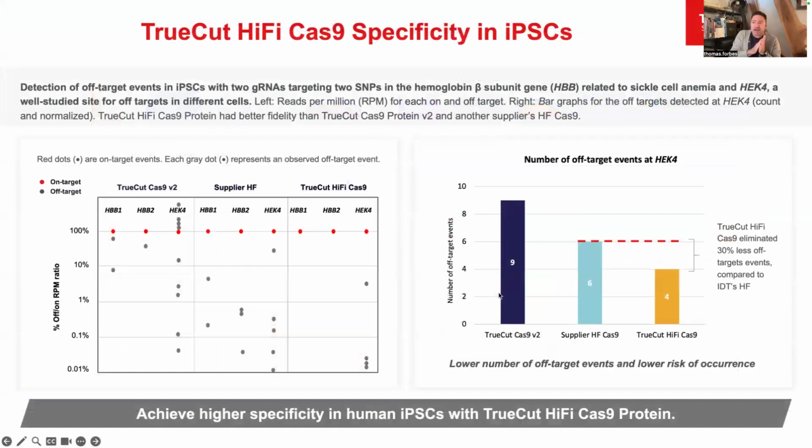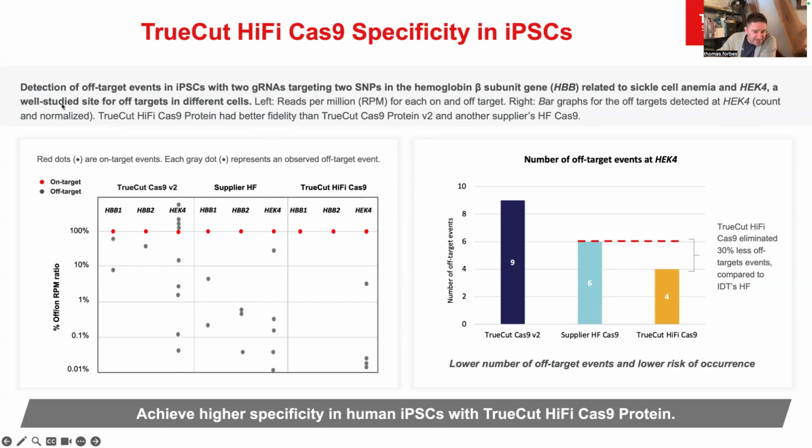Data-wise, I just want to touch on a couple of posters here that I thought were of interest. This is a recent ISSCR poster, one figure from that, where we demonstrated the high specificity of TrueCut Hi-Fi Cas9 in human iPSCs. They selected a gRNA targeting 3 different genes, HBB1 and 2, which are hemoglobin beta subunit genes that we know are associated with sickle cell anemia, as well as HEC4, which is a well-studied site for off-target effects.